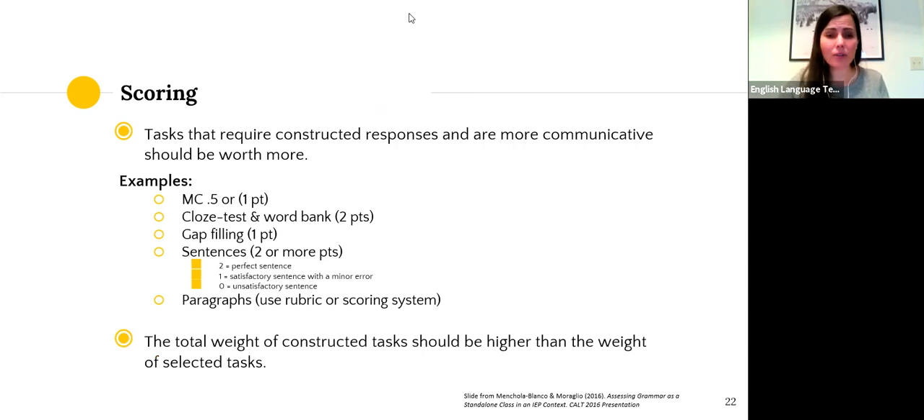And have you considered this, that the total weight of constructed tasks should be higher than the weight of selected tasks? And I want to hear your opinion on this. Do you agree with me or not on this one? Production tasks should be weighted higher than, like the overall points should be higher than the selected response. Do you agree? What are your thoughts on this?